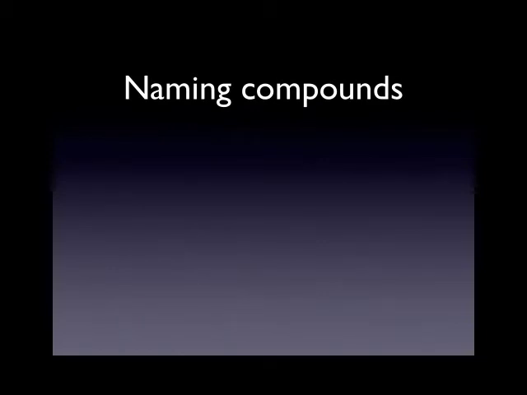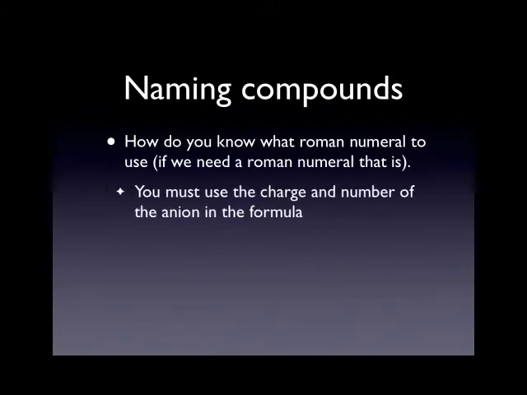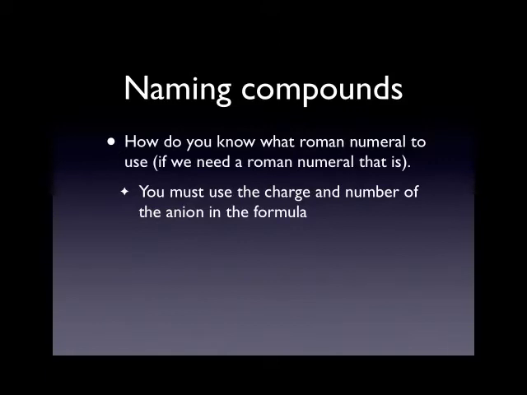The hardest part about naming compounds here is being able to determine what Roman numeral we're going to use, because since these can have multiple charges, we have to specify that in the name. We use a Roman numeral to do that, because it would be really confusing if we didn't. So we're going to have to use the charge and how many of the anion are in the formula. There actually is a little bit of a process involved here, and we're just trying to do some simple math to figure out the charge.